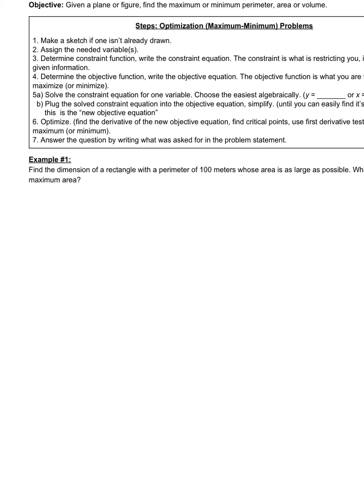Okay, calculus, we are going to attempt to teach you optimization problems. They're word problems. Your fave. All right, here we go.